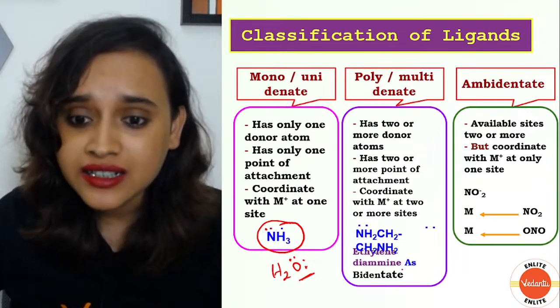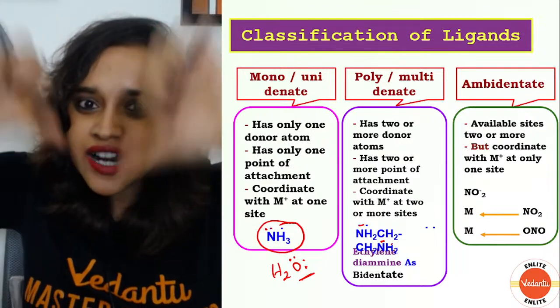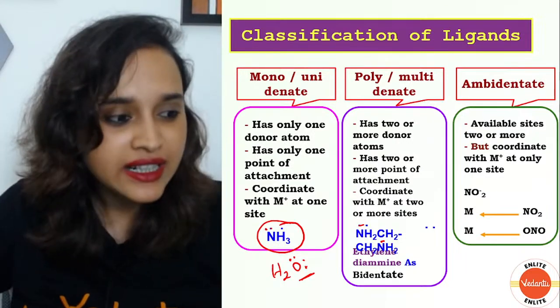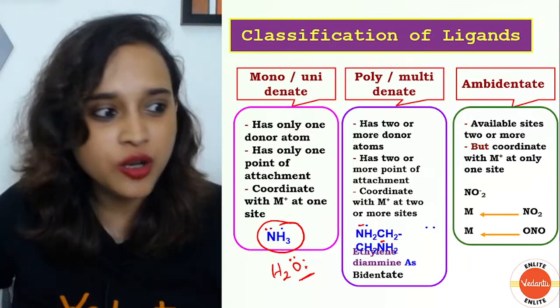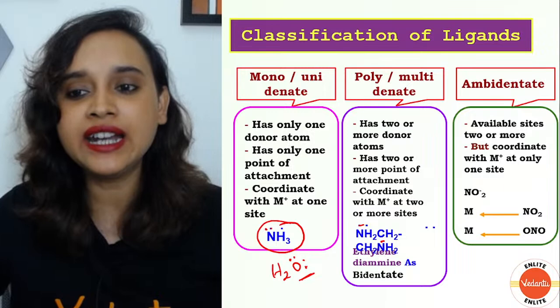This is going to be your bidentate. Yes, because it has, see, N. There are two N. Both the N will try to attach with your metal, right? They will both be coordinating here. So that is your bidentate.